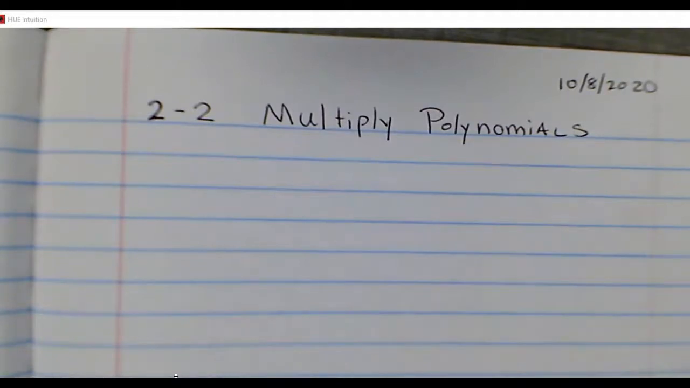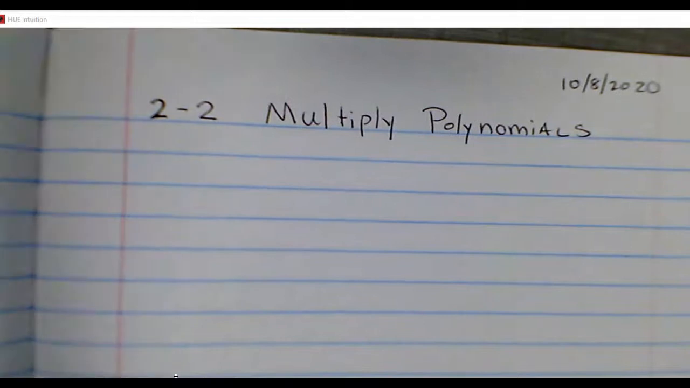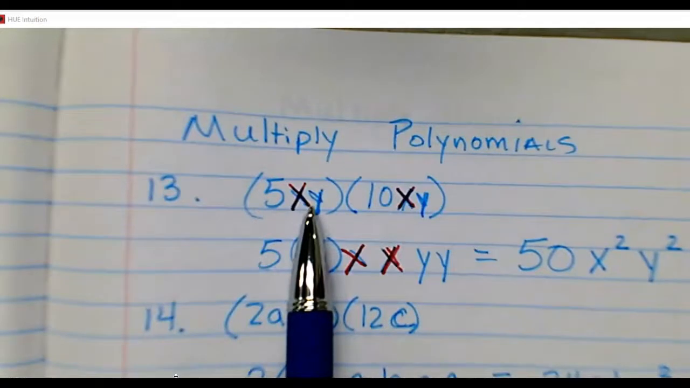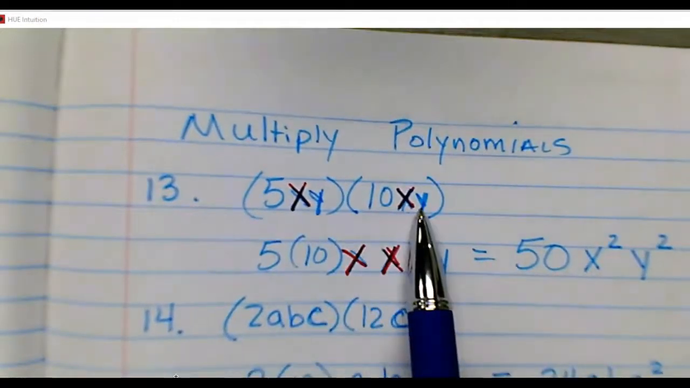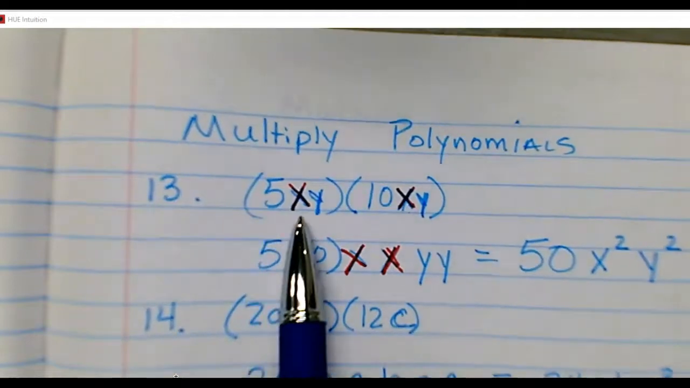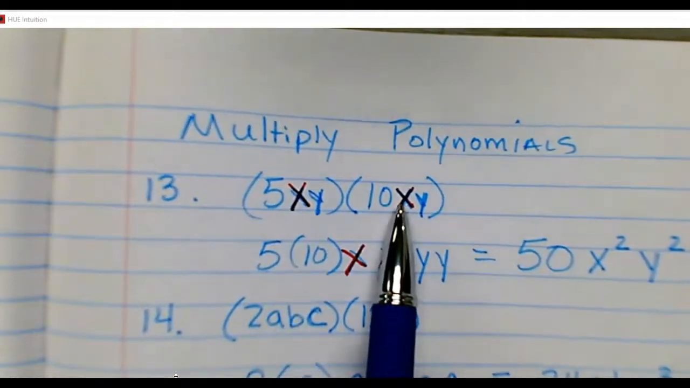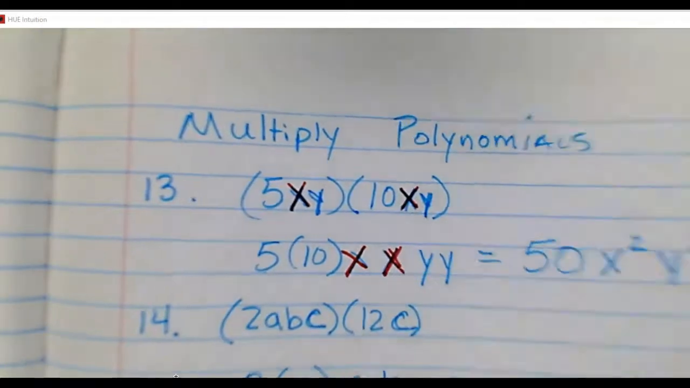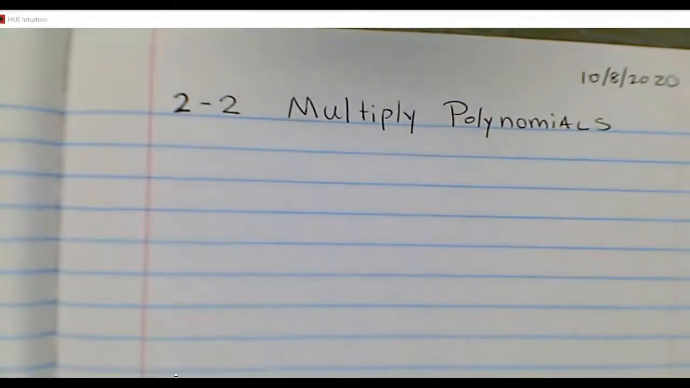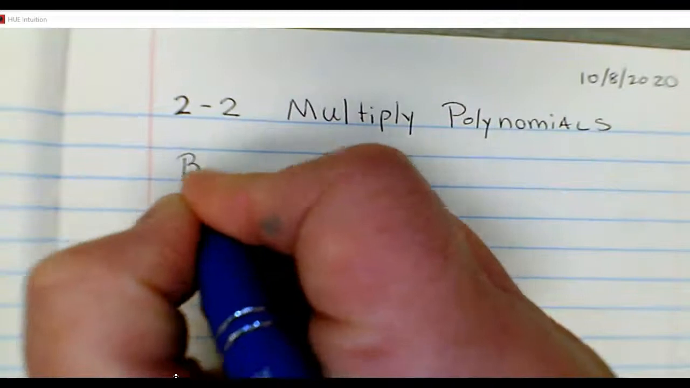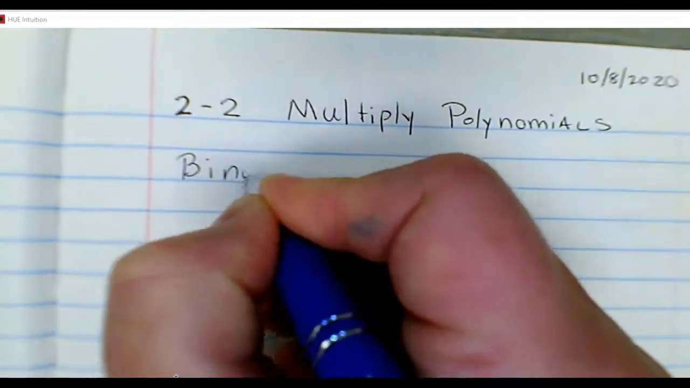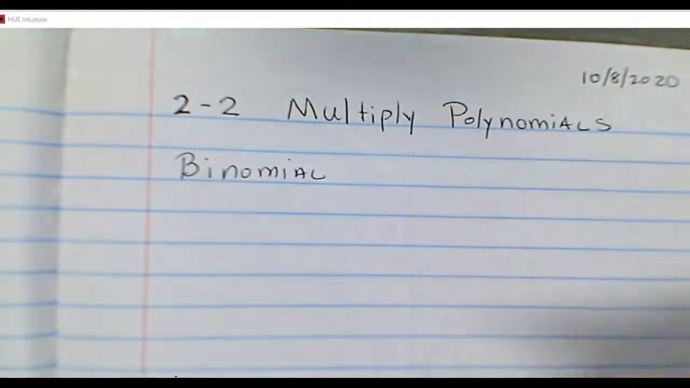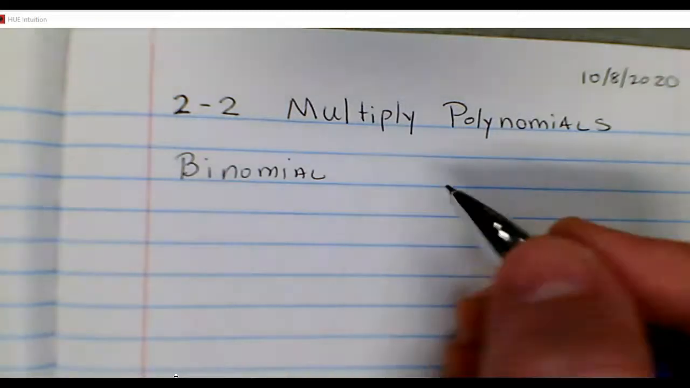Now, yesterday we multiplied polynomials, but the polynomials that we multiplied yesterday were binomial, back up, I said that wrong. This is a monomial times a monomial. The examples and the problems that we did yesterday were monomials times monomials. What we're going to start with today is a binomial times a binomial.